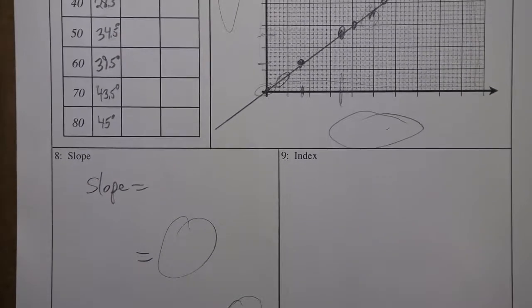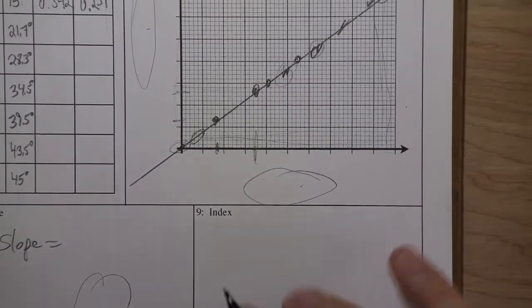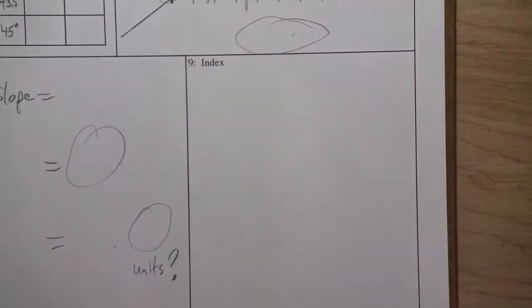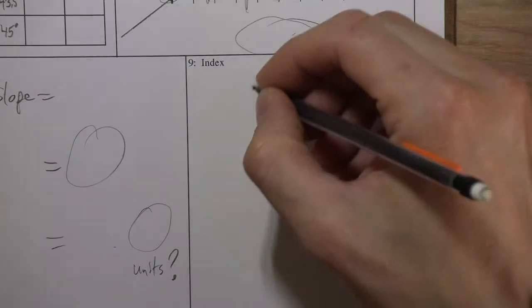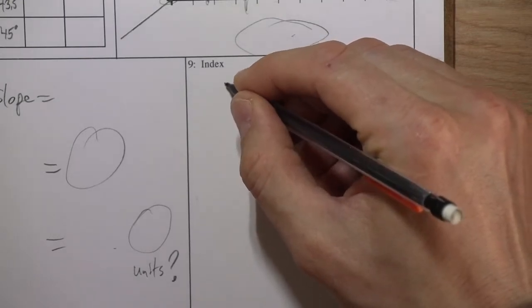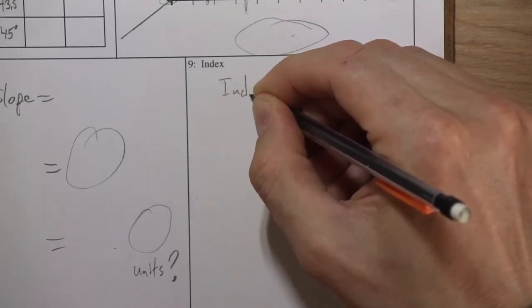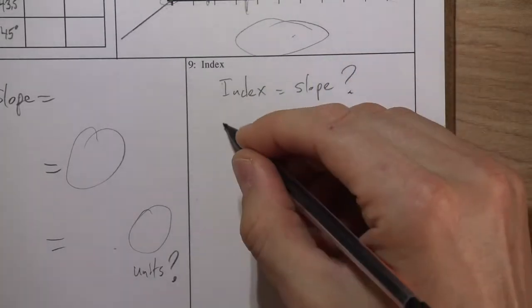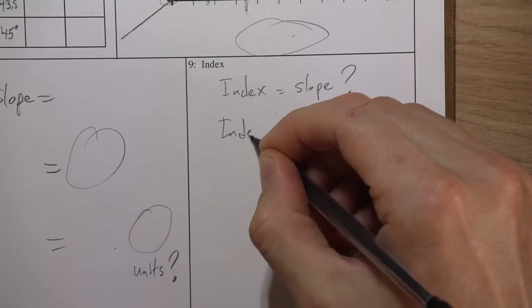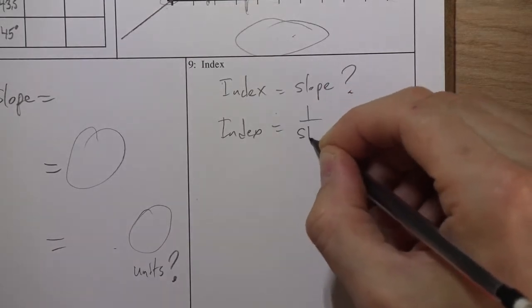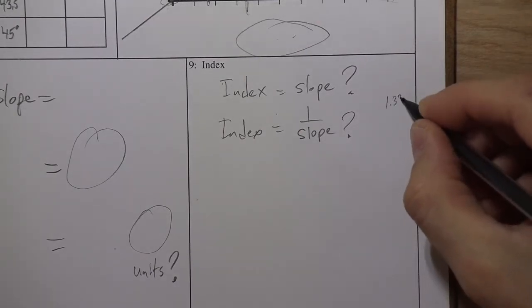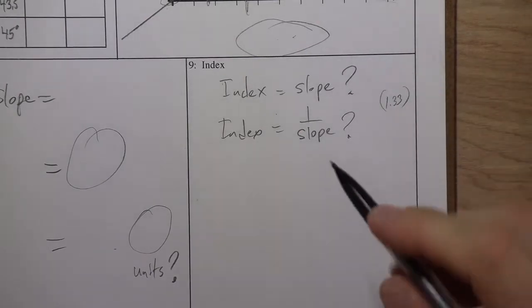All right, so the next thing, from this slope, the instructions say calculate from this slope the index of refraction. And I'll just give you a hint. It's either equal to the slope or it's equal to 1 over the slope. Remember, water's is 1.33. So try it either way.